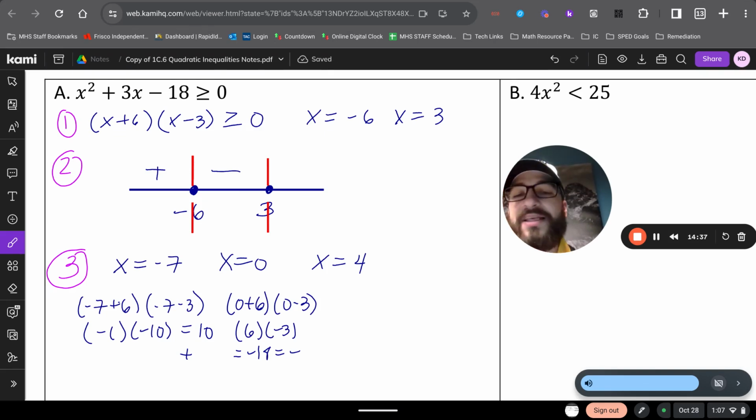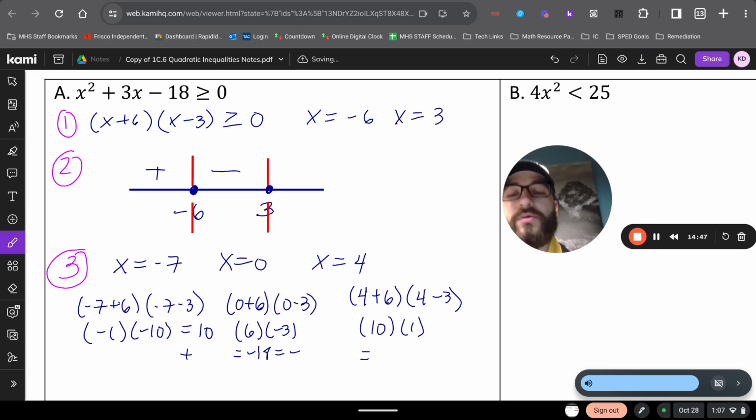And then last but not least, plugging in 4, we would get 4 plus 6 and 4 minus 3, which would give us 10 times 1, which equals 10, which is once again positive, and we can plop in a positive. And what that tells us is what the shape of our graph should actually be, which is positive means above, negative means below, and positive means above again.